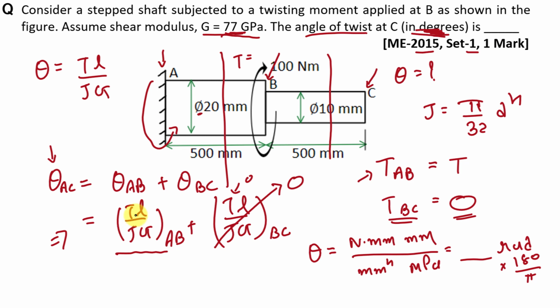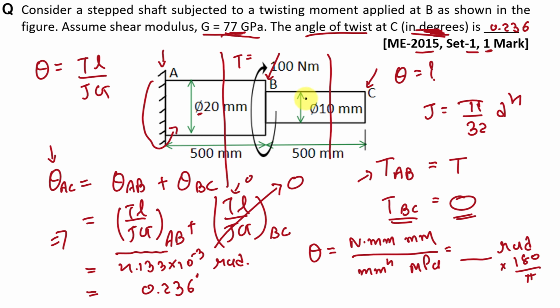Fine. If you will calculate this, then you will get answer 4.133 into 10 raised to minus 3 radian. This answer is in radian, and if you will convert this value in degree, then you will get answer 0.236 degree. So here you have to write answer 0.236. Fine, and this question is for 1 mark.